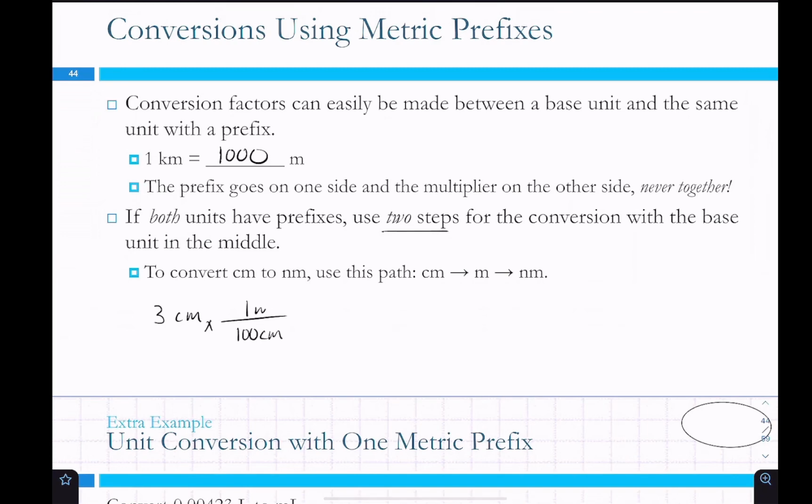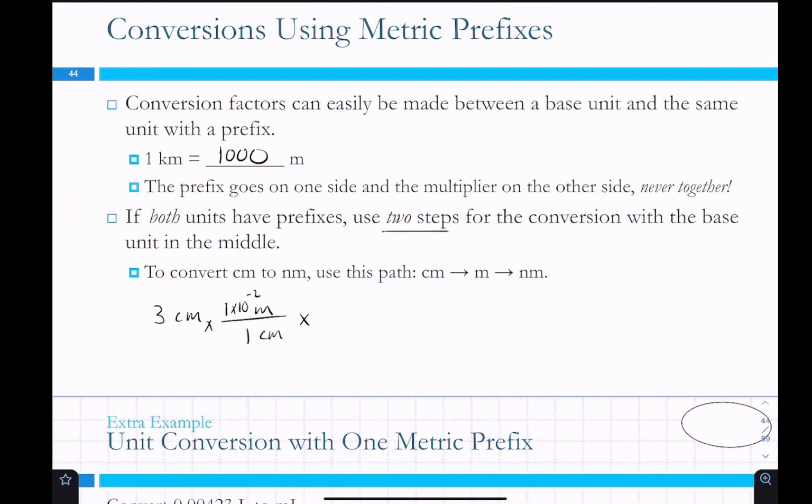100 centimeters is equal to 1 meter. Oh wait, did I actually just do the thing that I said to never do? Yeah, the prefix goes on one side and the multiplier on the other. This is an example of 2 ways you could do this. But a centimeter is 1/100th of a meter. So this would be 1 times 10 to the negative 2 meters equals 1 centimeter.